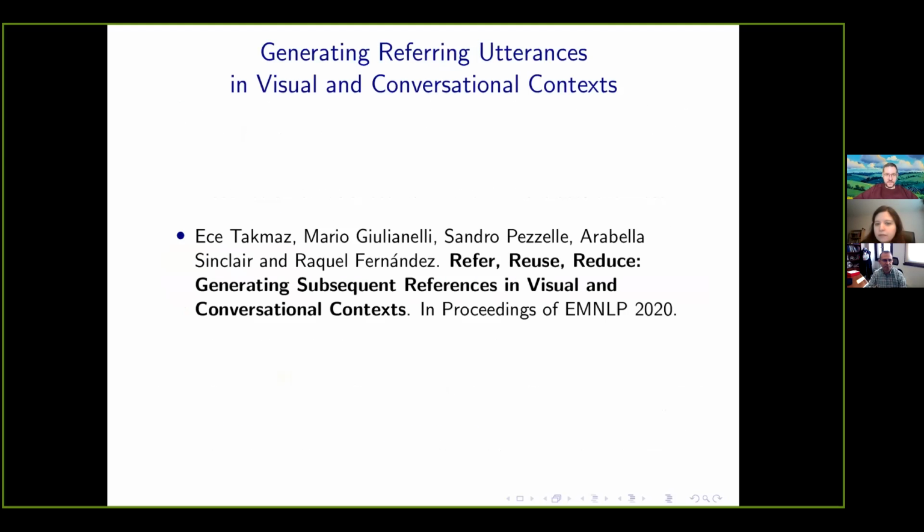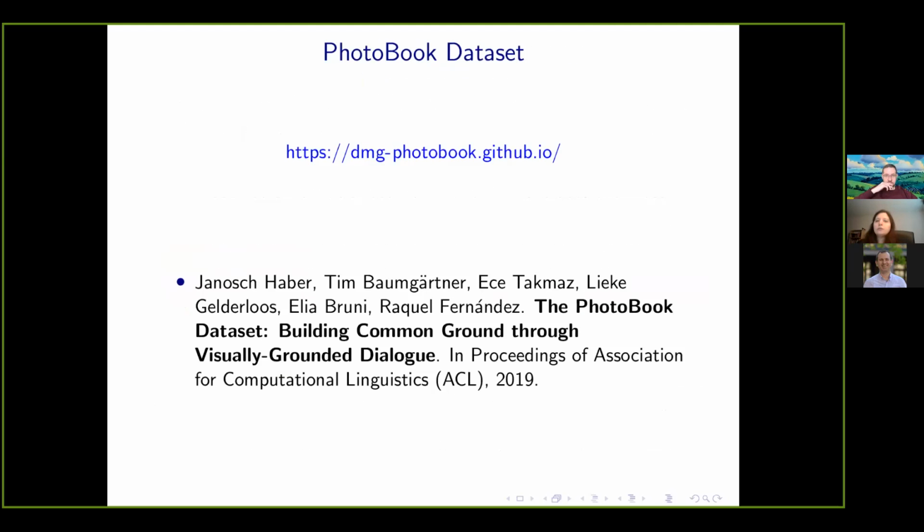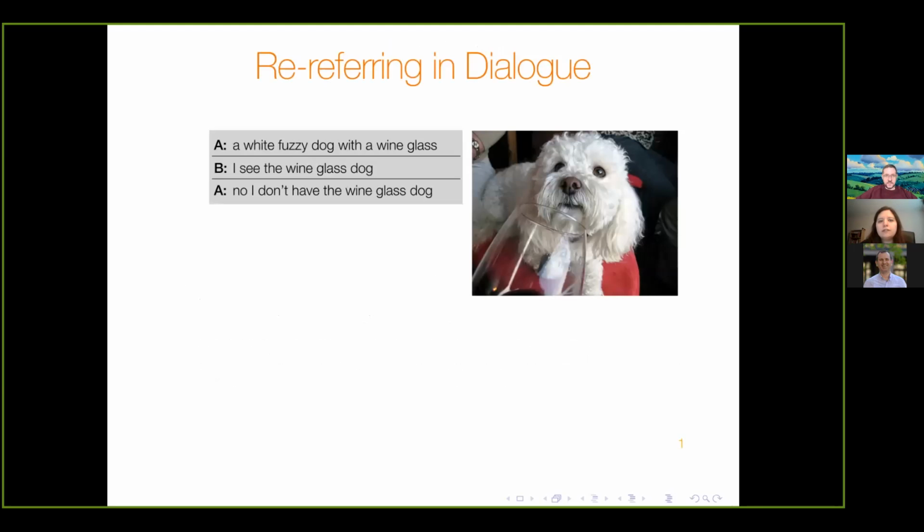So there was this one final thing that I wanted to mention. This is about generating referring utterances in visual and conversational context. This was a second paper that we had at EMNLP. And here we used the PhotoBook dataset that was also collected in our group.